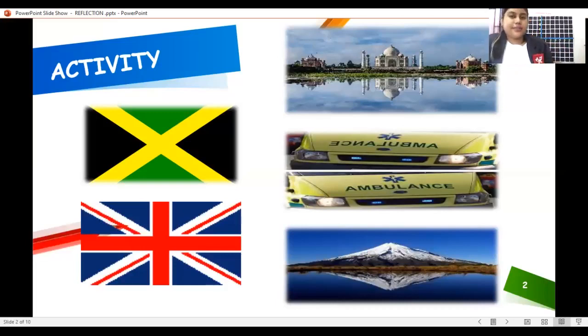So looking at these pictures here, what can we say about reflection? Using the word horizontal and vertical.